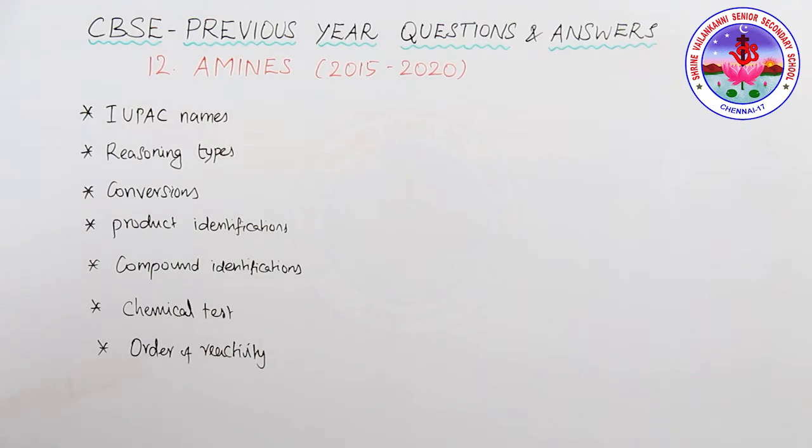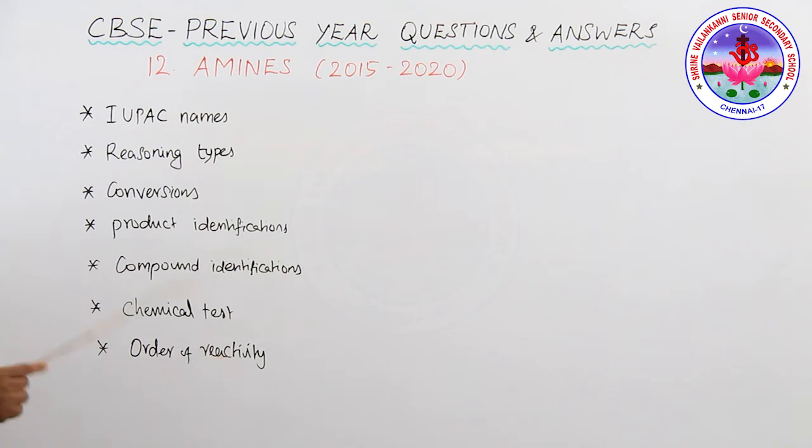Hi students, I am going to discuss the amines, that is, nitro compounds, with the previous year question paper 2015 to 2020 questions and answers. In this lesson you have to mainly concentrate on the IUPAC names, the nomenclature of organic compounds like amines, then the reasoning type questions, after that the conversion type questions, which are single step conversions. Then the product identification; we already saw product identification and compound identification. Similarly here also product identification and compound identification are there.